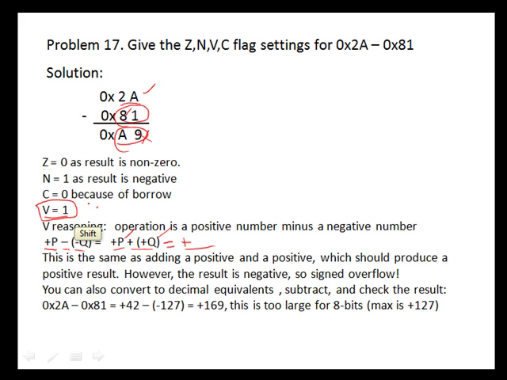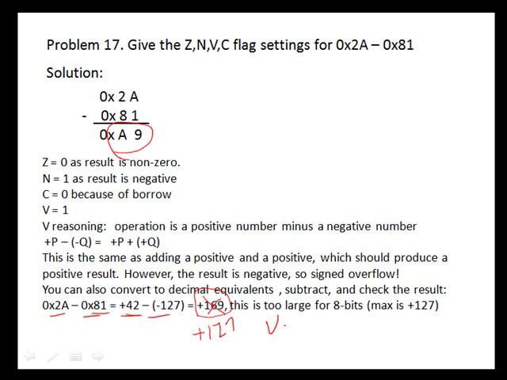Another way we can determine this is convert these values to their decimal equivalents. So a 2a is a positive 42, and 81 is a negative 127. When we say a positive 42 minus a negative 127, we should get a positive 169. But this cannot fit in 8 bits. The largest number that we can fit in 8 bits is 127, so we're going to get an overflow. Which would mean that our overflow flag would be a 1.